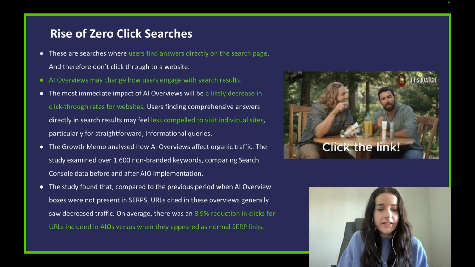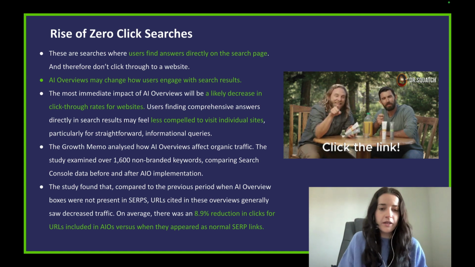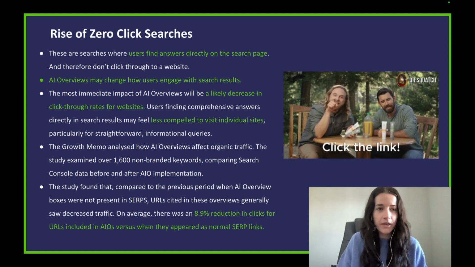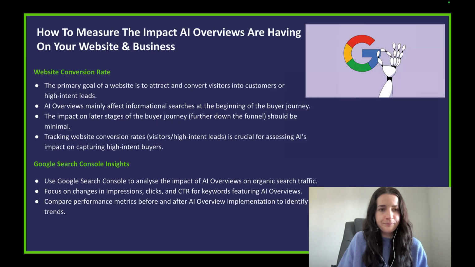And they found essentially that there was a reduction of just under 9% in clicks for URLs that were included in AI overviews versus how they used to appear before in the normal search, which probably isn't overly surprising. But that is probably the main way that, at the minute, the AIOs are going to impact on your SEO.